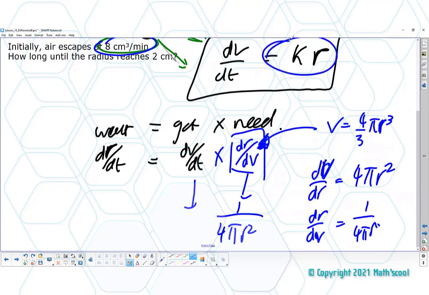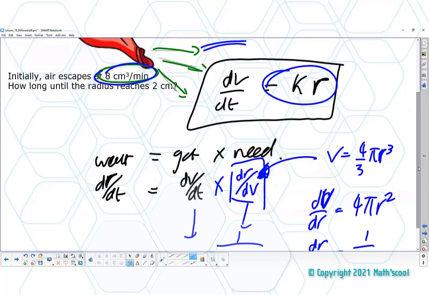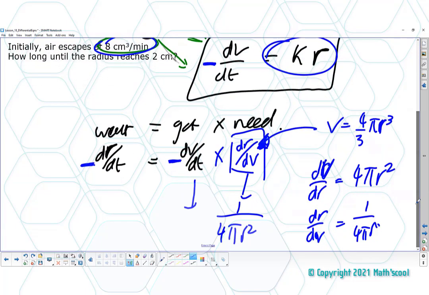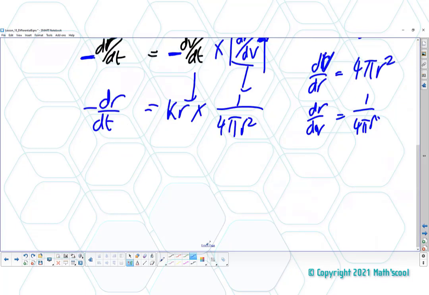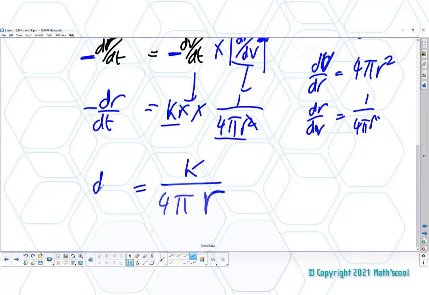Hold on, shouldn't it be minus? Yes, it should. It should be minus. Let's put a minus. Well, then let's put a minus here as well, because that's also going to be minus. Yeah, we'll put them both as minuses. Okay, so that's equal to 1 over 4 pi r squared times kr equals minus dr by dt. And so that gives us kr. Okay, so the r's are going to cancel out. So it's going to give me k over 4 pi r is negative dr by dt.